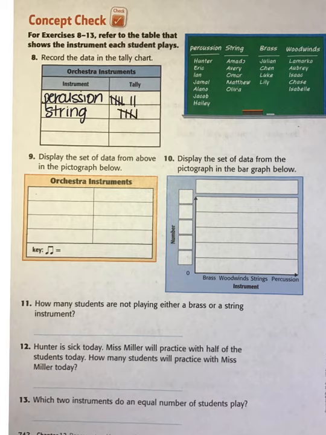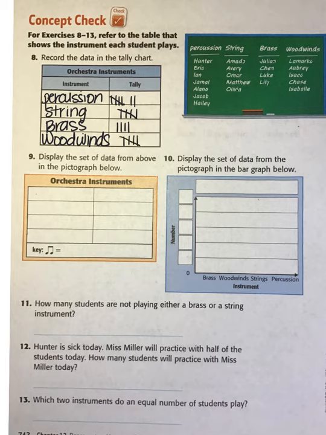And then we have brass. So for brass, we have 1, 2, 3, and 4 students. So 4 tally marks there. And then our last one is woodwinds. So we're going to write woodwinds. 1, 2, 3, 4, and 5. So 5 tally marks.